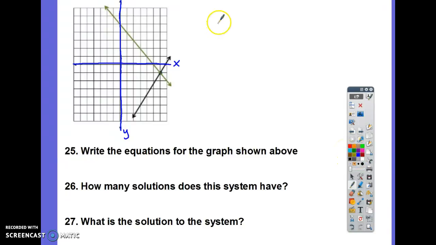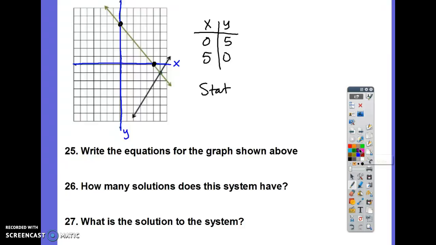One for the green line. So pick some pretty points like this one. That's 0, 1, 2, 3, 4, 5, 0, 5. And this one, that's 1, 2, 3, 4, 5, 0. So you would put this one in stat, get the equation.